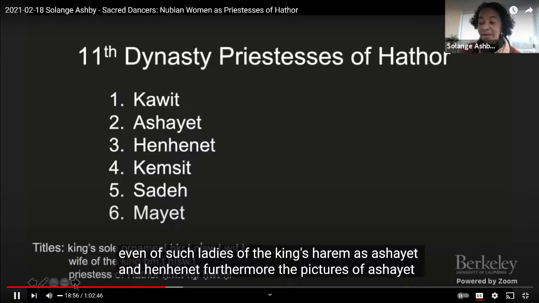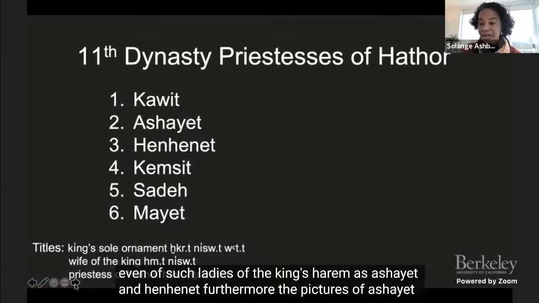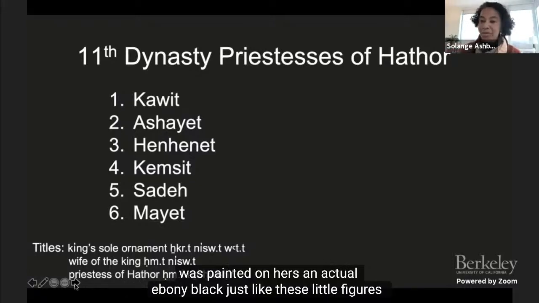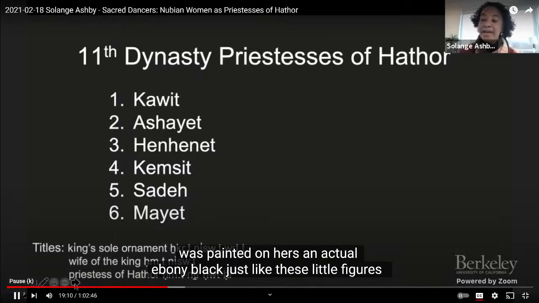Furthermore, the pictures of Ashayet on her sarcophagus give her a rich chocolate Nubian complexion, and her companion Kemsit was painted on hers an actual ebony black.